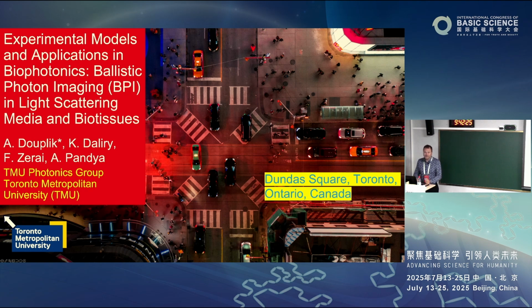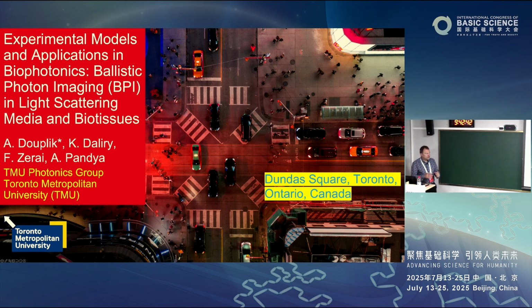Today, the technology I'm talking about is called ballistic photon imaging. I will explain in detail what that is, in light scattering media and biotissues.